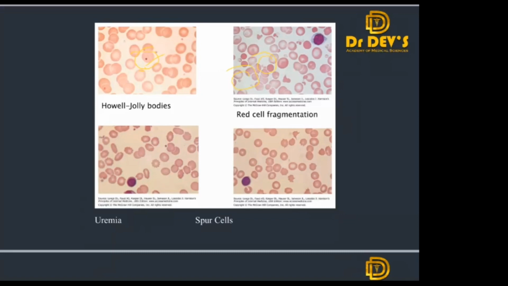In uremia, we can see the burr cell, or in CLD, we can see the spur cell. Burr cells have regular and same-sized spikes. Spur cells have irregular spikes.